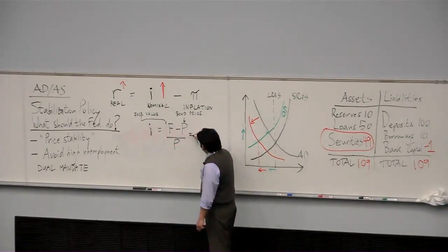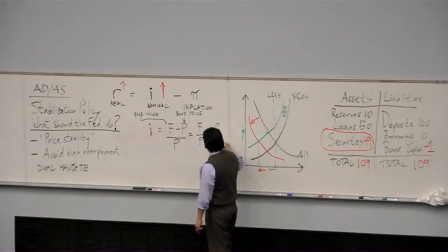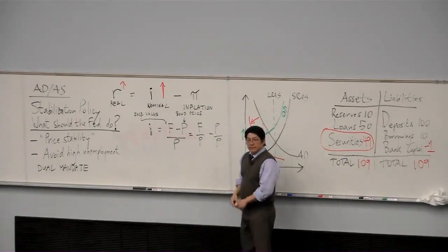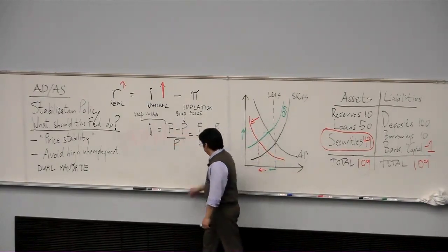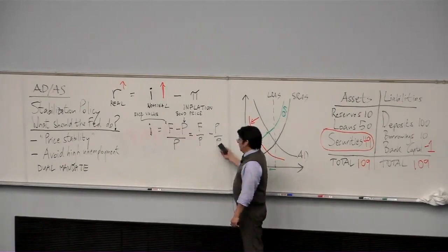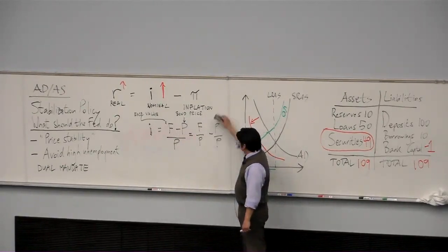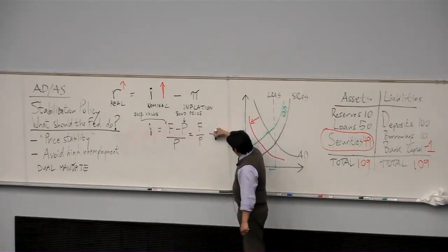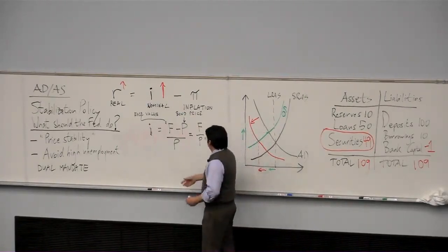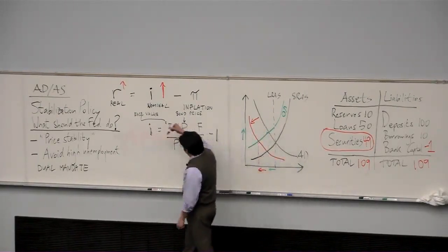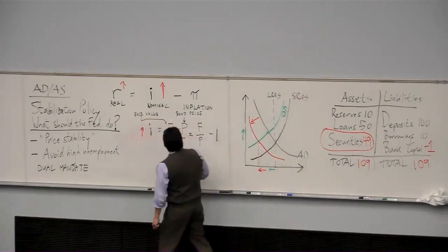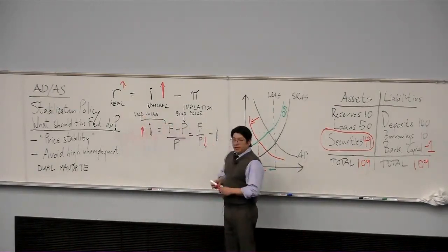Now I'm just going to rewrite this equation as so, right? I can distribute this 1 over P across these two terms. But then what's P divided by P? 1. So you can see that the interest rate going up in this example is the same thing as the bond price going down.